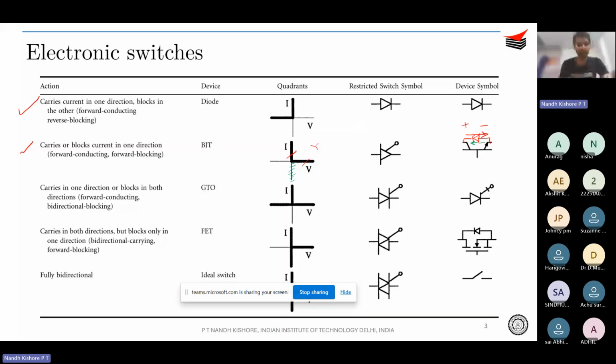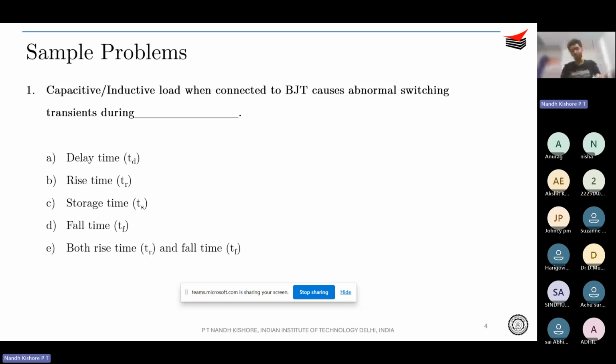Okay, fine. So we'll just jump right into problems, and of course we have a mix of theoretical and a lot of numerical problems. Okay. So capacitive or inductive load when connected to BJT causes abnormal switching transients during: delay time, rise time, storage time, fall time, both rise time and fall time.